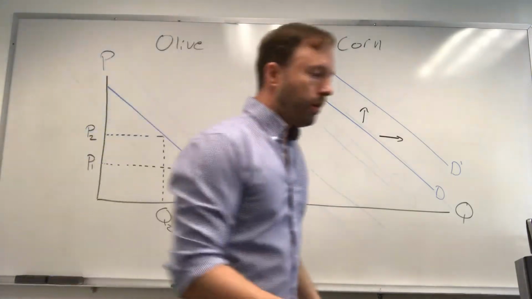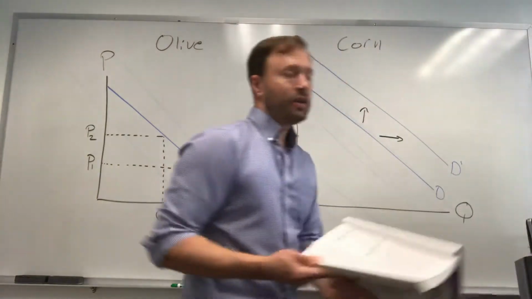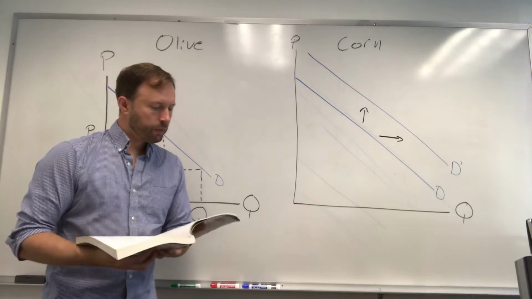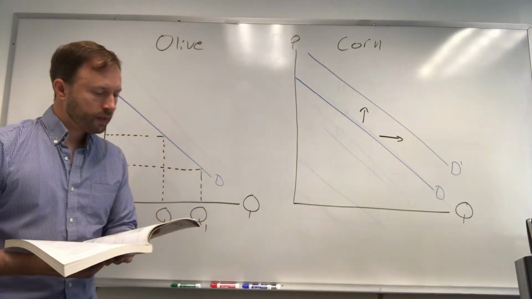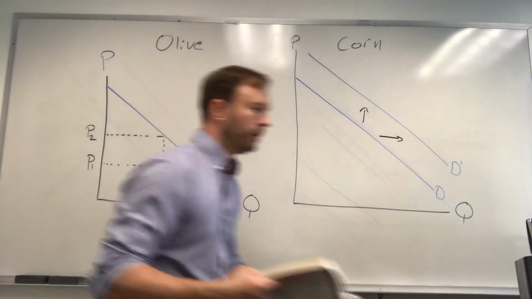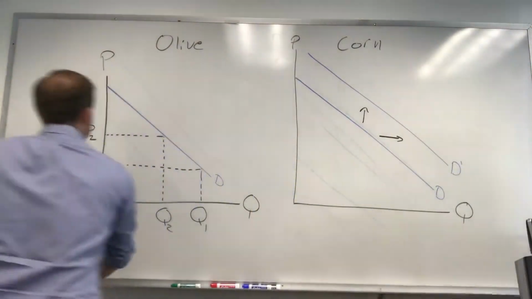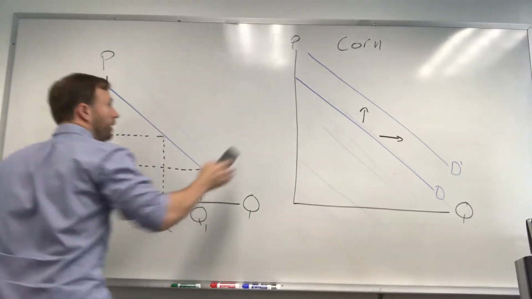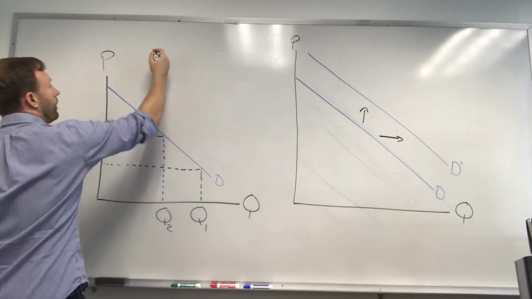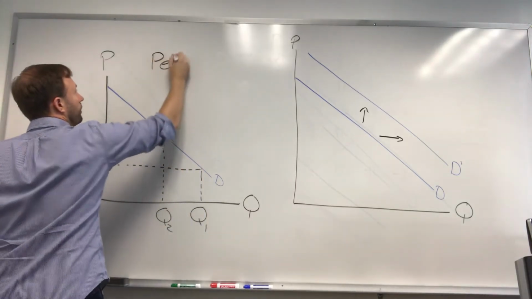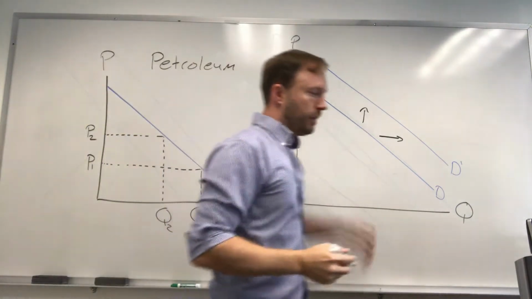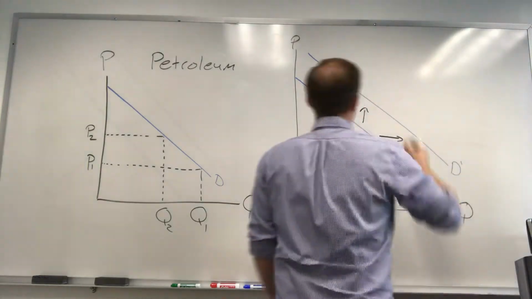Part B is very similar, and you can use exactly the same kind of reasoning. Part B, it says, when the price of petroleum goes up, what happens to the demand for natural gas, the demand for coal, the demand for solar power? Right, so now, instead of this being olive oil and this being corn oil, we could just say, well, this is the demand for petroleum. And this is the demand for, let's say, natural gas.